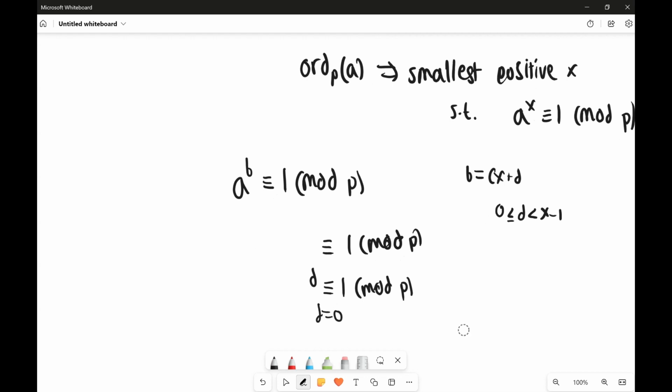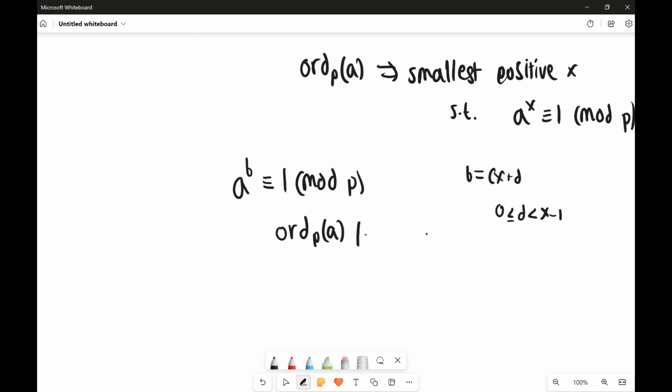So hence we've derived, using this order notation, that if a to the power of b is equivalent to 1 modulo p, then the order of a with respect to p divides b. That's the only way this can happen. And in particular, by Fermat's little theorem, we know that a to the power of p minus 1 is equivalent to 1 modulo p. So as a result, we know that the order of a with respect to p divides p minus 1.